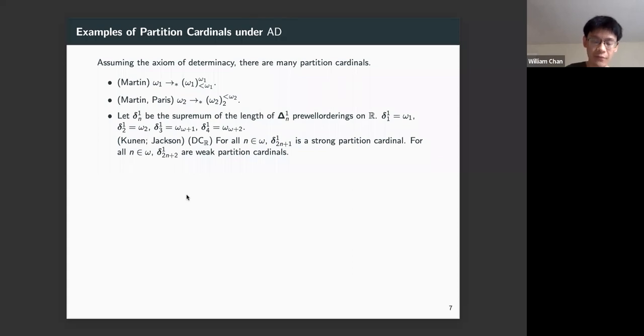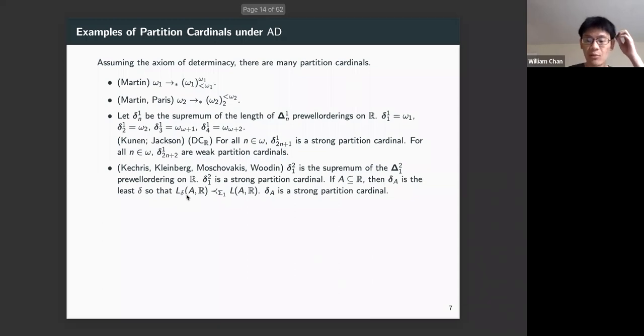Jackson and Kunen for n equals 3, and Jackson in general, showed that delta 1 2m plus 1 is a strong partition cardinal, and delta 1 2m plus 2 are weak partition cardinals, which are not strong partition cardinals. So this continues the pattern for delta 1 1 and delta 1 2.